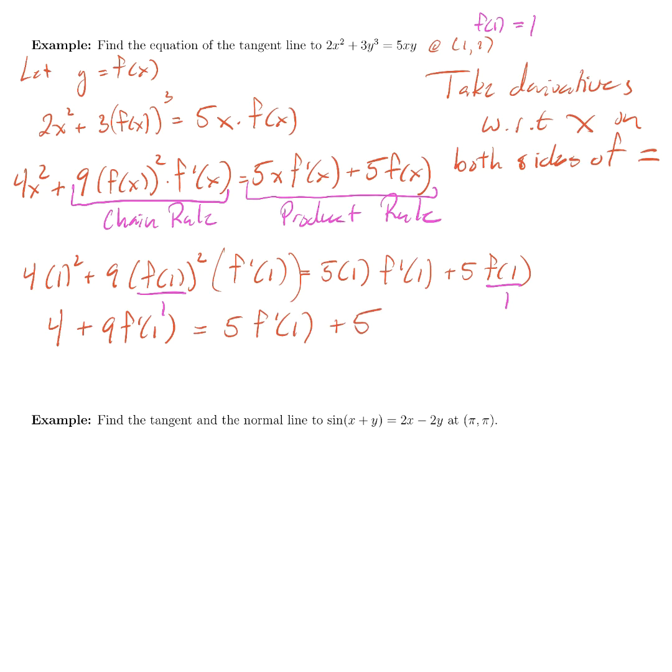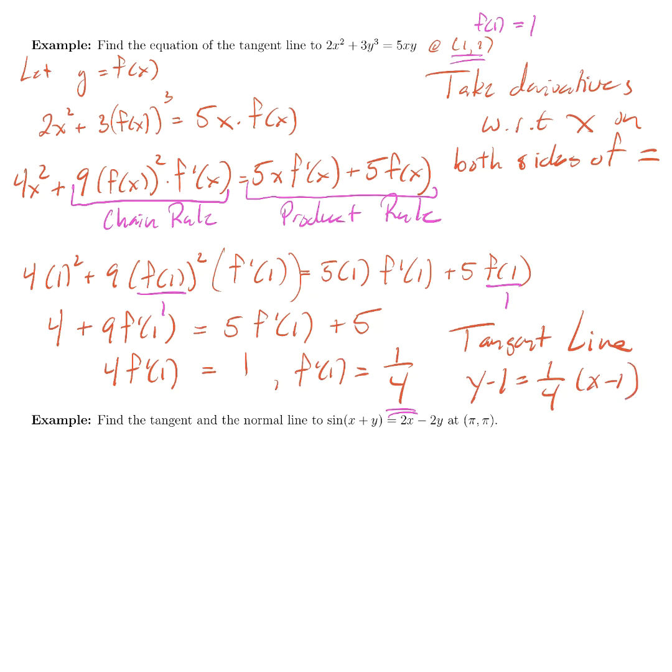All right, let's see. We bring 5 f prime of 1 over to the left-hand side of the equal sign, and we have 4 times f prime of 1 is equal to 1. So f prime of 1 is equal to 1/4. Now we already have everything we need to write the equation of this tangent line. We have our point, which is (1, 1). We have our slope, which is 1/4. And the tangent line is y minus 1 is equal to 1/4 times x minus 1.